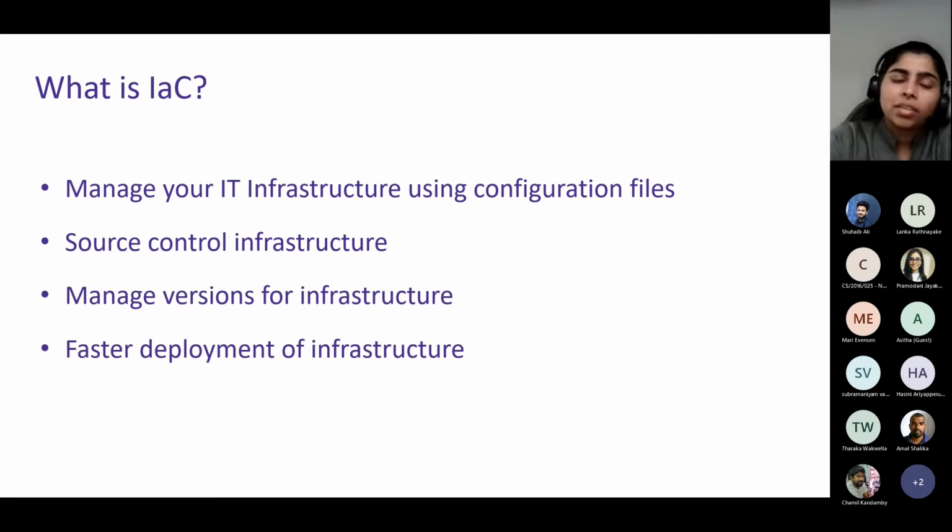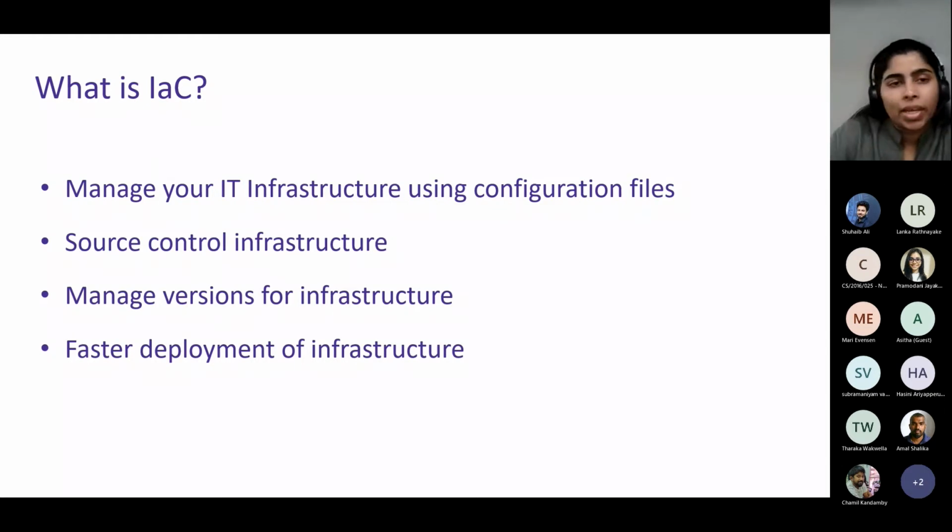You can source control infrastructures when you use infrastructure as code. And you can have several versions. You can manage versions for your infrastructure, because similar to your development code, you can assign some kind of versioning mechanism to your infrastructure code as well. And another thing, most important thing, you can do the faster deployment of infrastructure, because you don't have to do things manually. It is an automated process, so it's faster than a manual process.